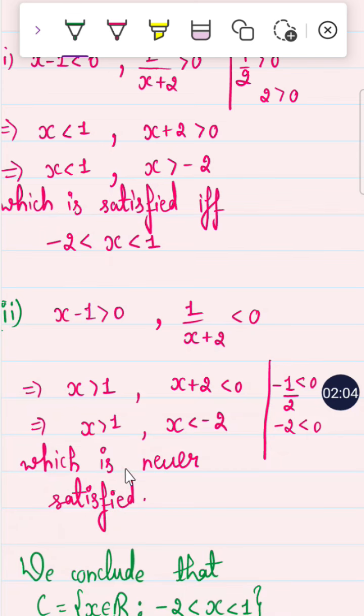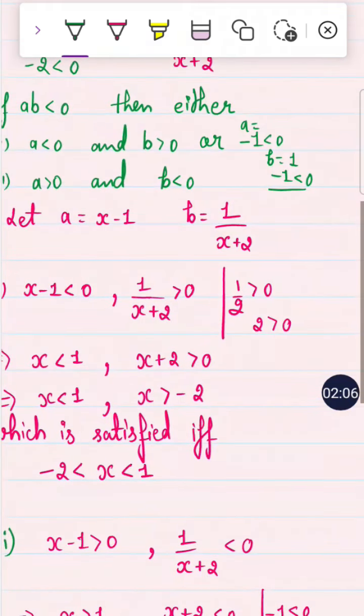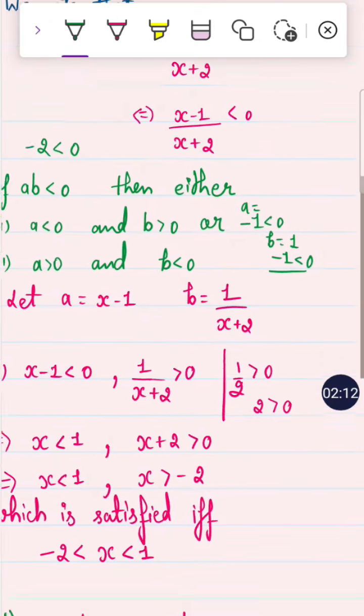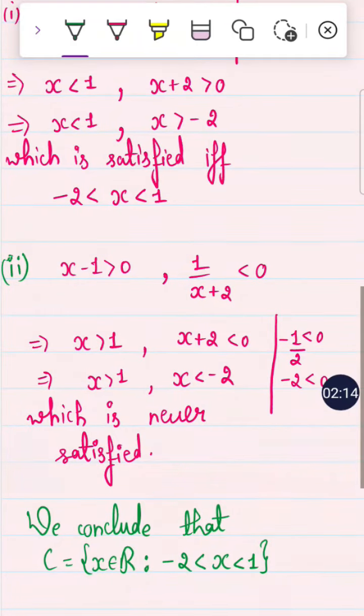That is not satisfied in this condition, where x minus 1 upon x plus 2 is less than or equal to 0. There is no satisfaction for this. Okay, so we conclude that this is the only possibility for C. That is the answer.